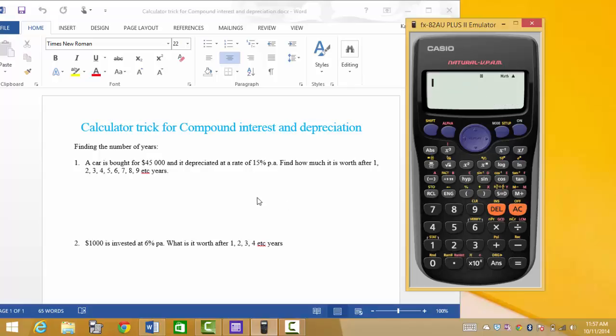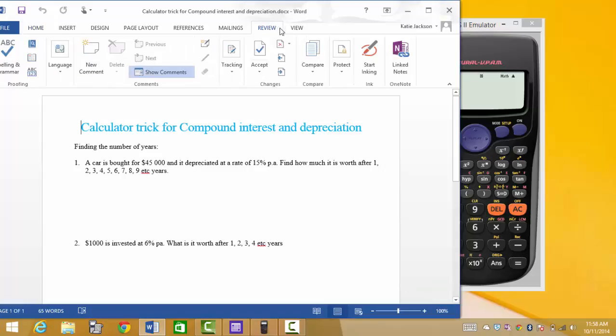So what I wanted to show you was a little known but extremely useful trick on our calculator to find out the value of something after 1 year, 2 years, 3 years, or find out how many years it might take for it to be worth something. So I've done it first for our depreciation in terms of cars, and you can see I've got a car bought for $45,000 and its depreciated rate of 15% per annum. Find out how much it's worth after 1 year, 2 years, 3 years, 4 years, 5 years, etc.